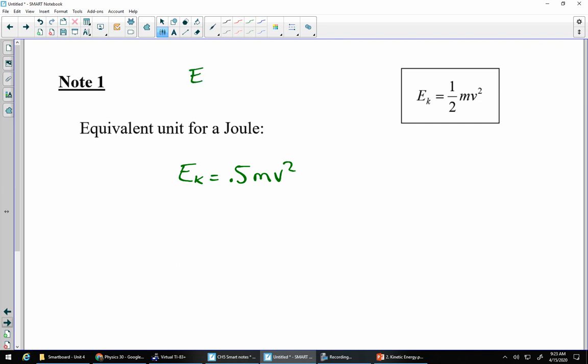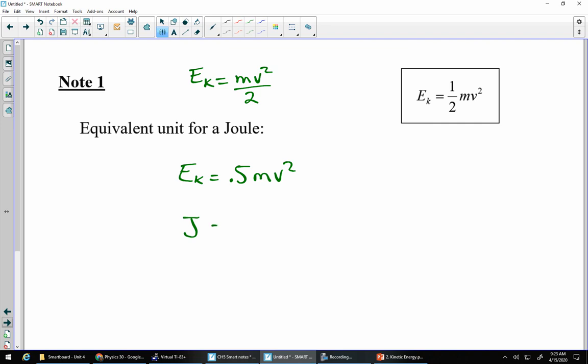So some people even take that and they go mv squared over 2. It's all the same thing, right? Cool. So one thing I like to do is say, okay, well, kinetic energy is a joule, and all I'm really doing is replacing the units that I've got in my equation.